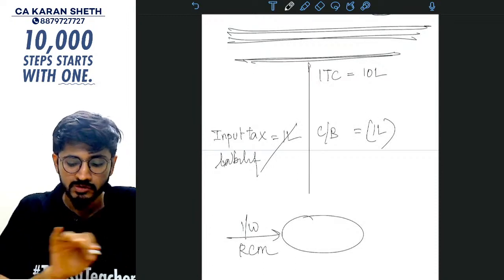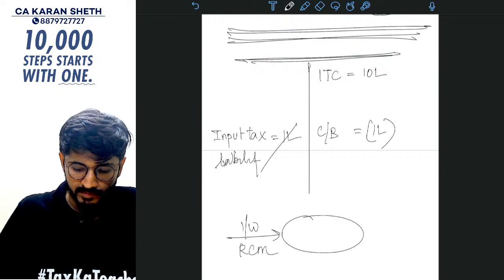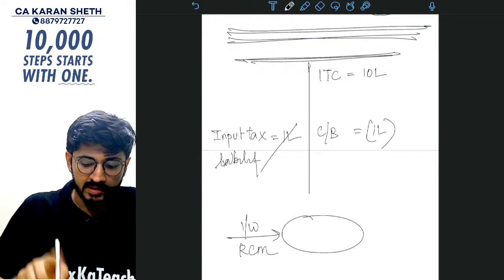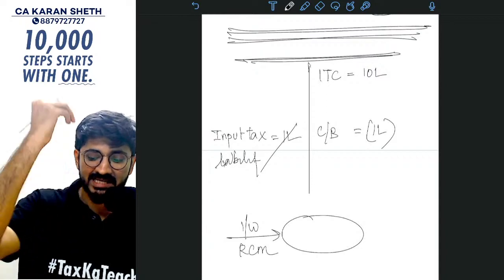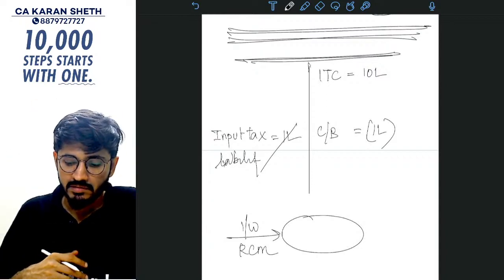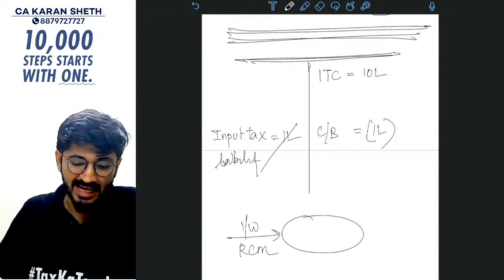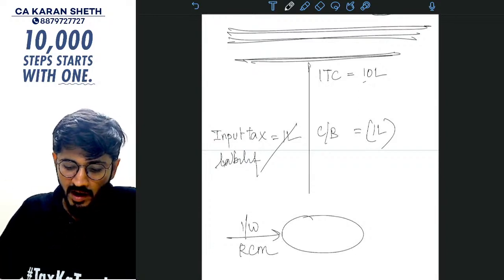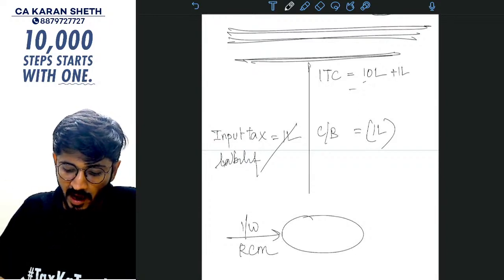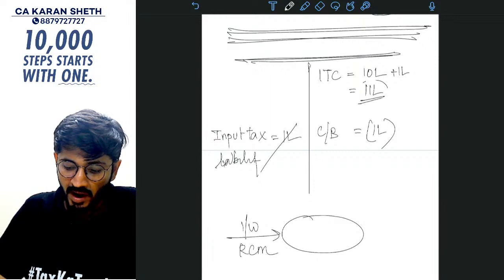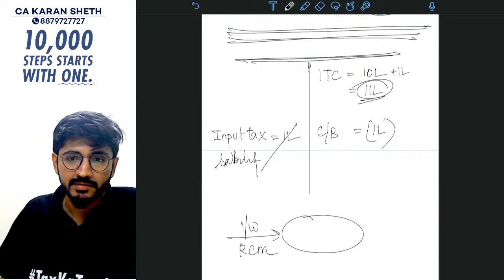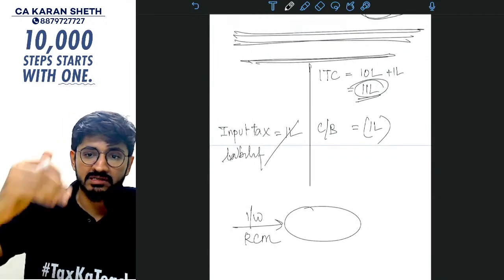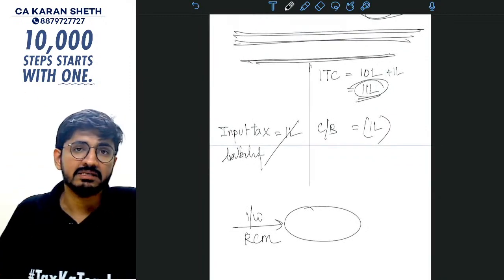As soon as I pay the input tax liability by depositing that amount from my bank account to the e-cash ledger, as soon as I pay it off, I will add 1 lakh here, and henceforth my input tax credit will be 11 lakhs. Are you getting it?